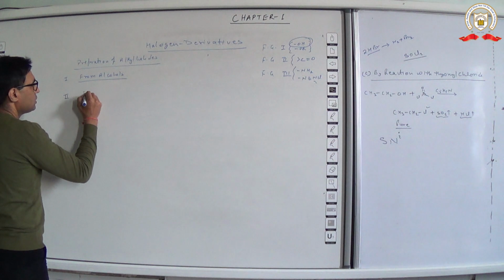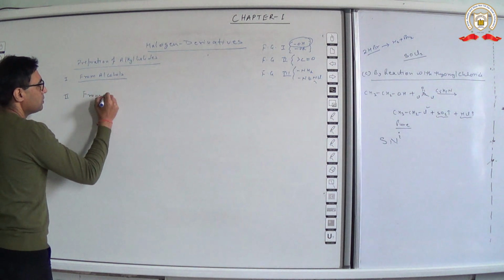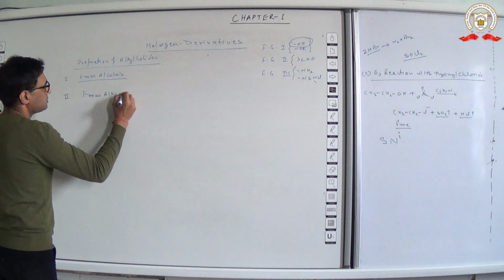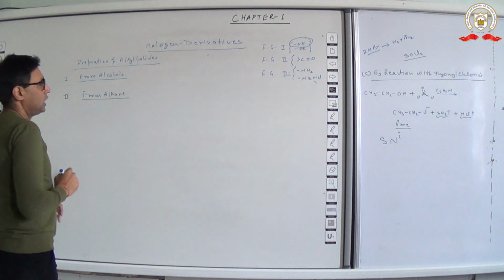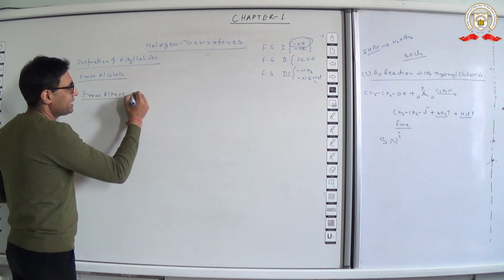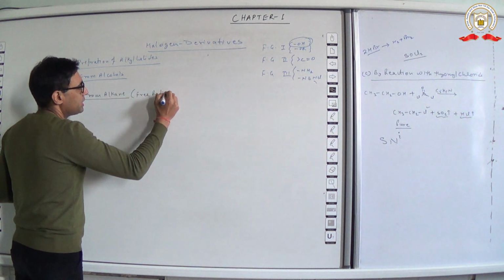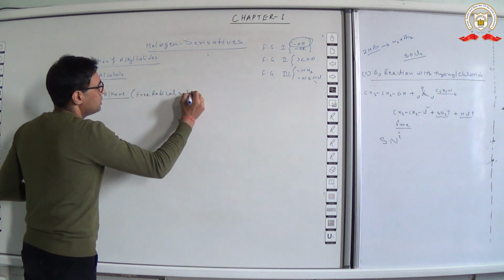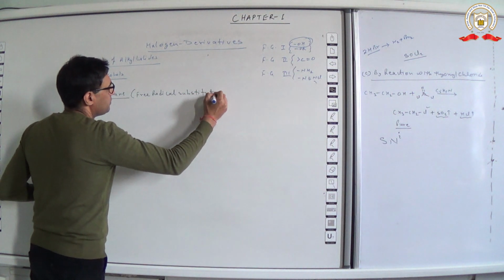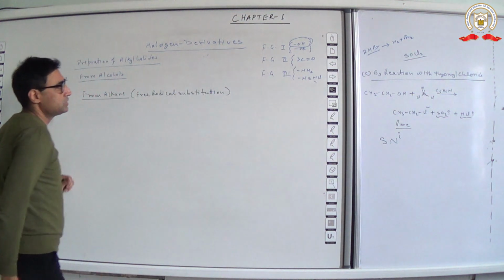Second is from alkanes. How from alkanes? We have already done in 11th standard, that is by free radical substitution. By free radical substitution.